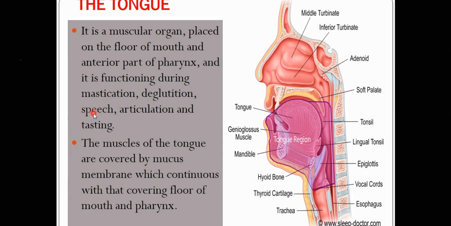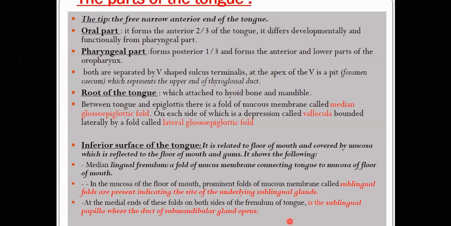Also, it helps in speaking, articulation, and tasting. So the tongue has all these functions. The muscles of the tongue are covered by a mucous membrane, which continues with that covering the floor of the pharynx. So here you can see all of this is covered by the mucous membrane, and in your histology lecture you will do all the detail of the histology of the mucous membrane of the oral cavity.